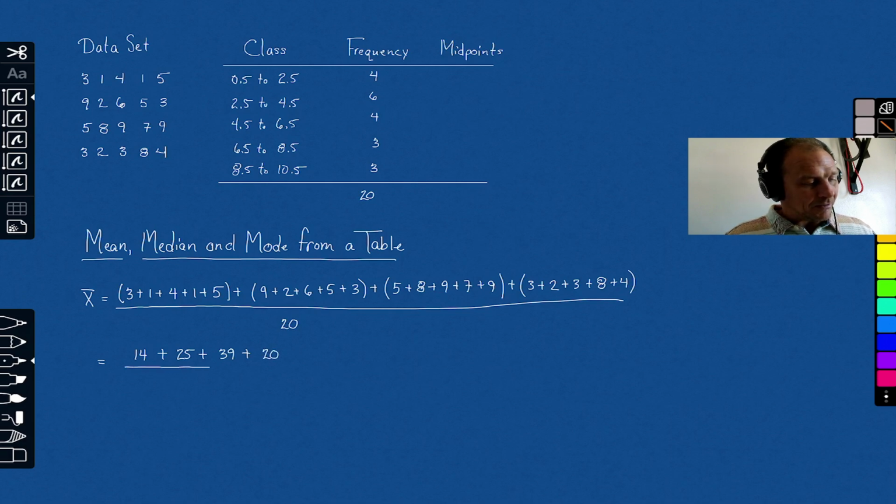Take all that. We're going to divide that by 20. And so let's see. That's going to be 14 and 25. That's 39. 39 plus 39 is 78. I think I made a mistake. Let me double check here. I'm going to pause.